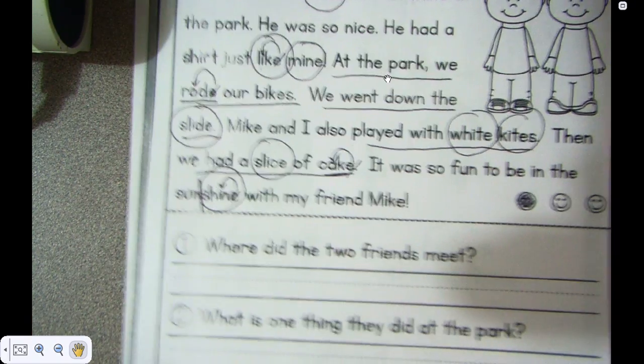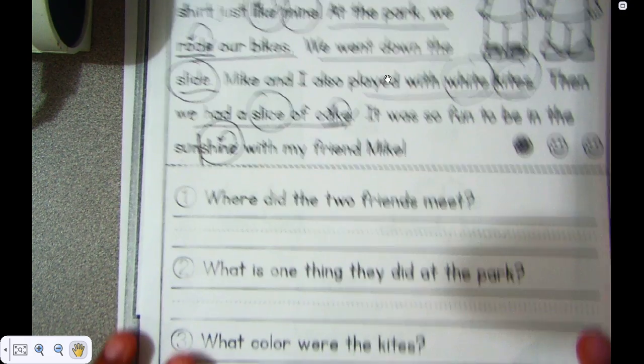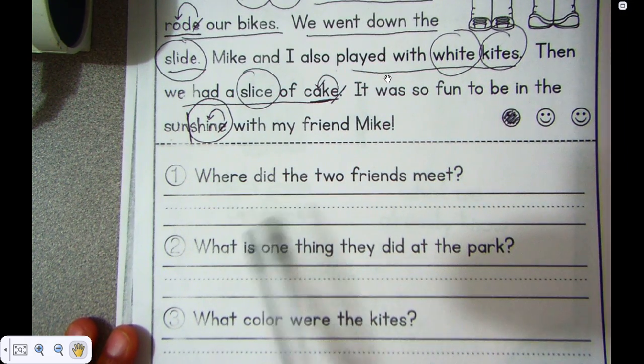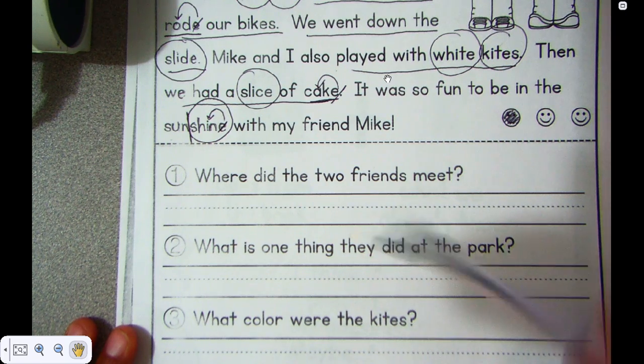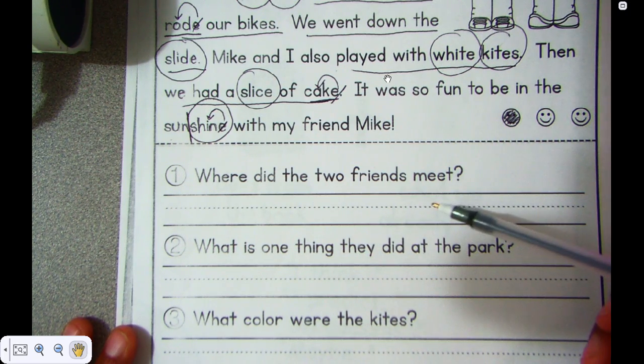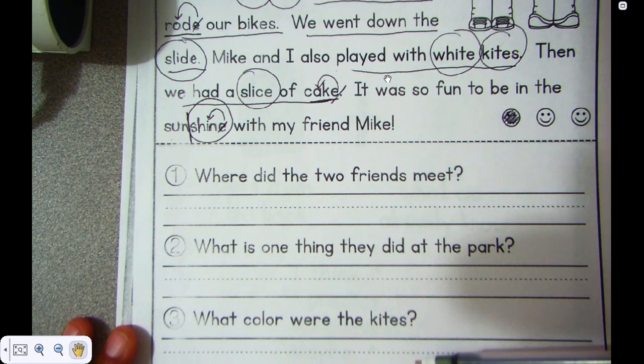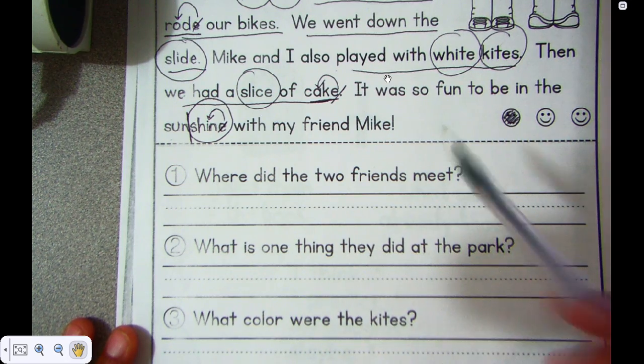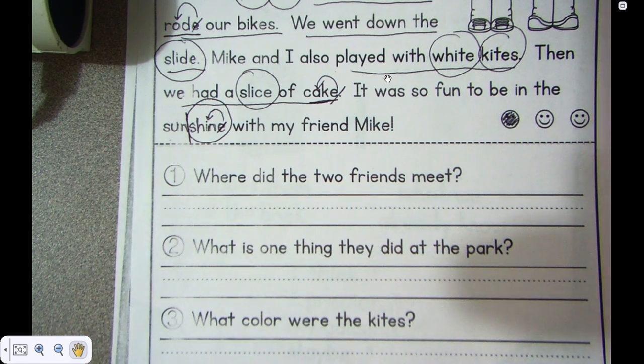Now, if you look at this sheet here, there are 3 questions. The second one we kind of did in our box. What is one thing they did at the park? We wrote down about how they went on the slide and ate cake and all of those things. There are 2 questions left. Where did the 2 friends meet? What color were the kites? I'm going to post this on Dojo, and what I would like for you to do is you can reread the story 2 more times for fluency, and then work on answering question 1 and question number 3.